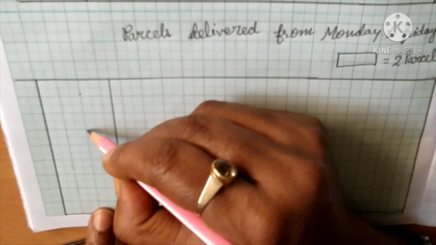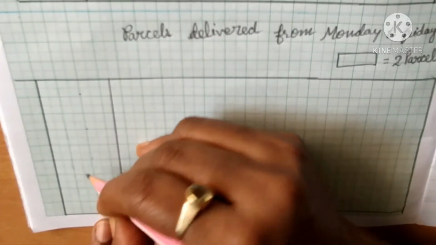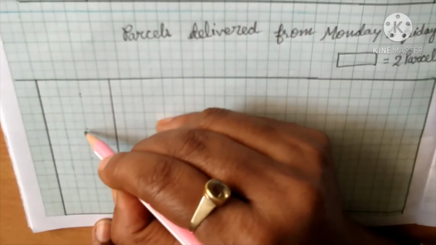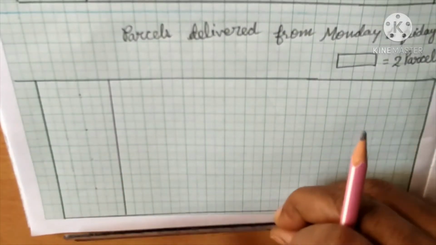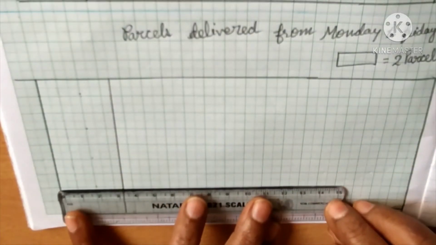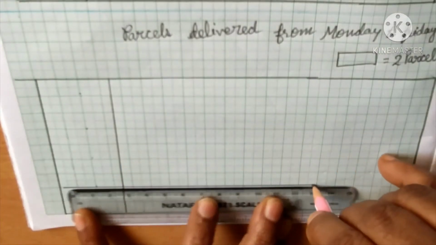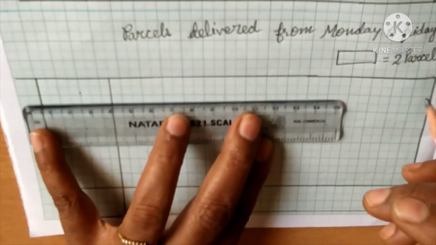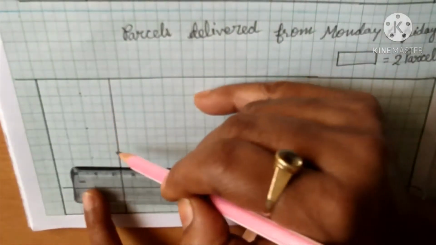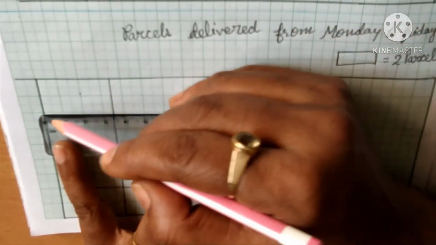Monday, Tuesday, Wednesday, Thursday, Friday. We will divide it after counting. Since I have to draw till Friday, so I started from here. This one is Monday, then Tuesday. Okay. So first I left.